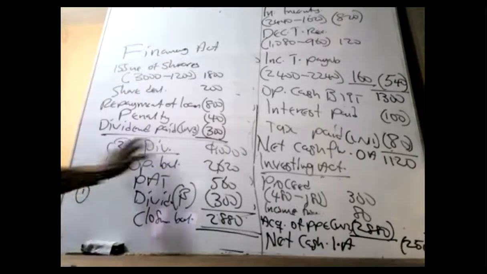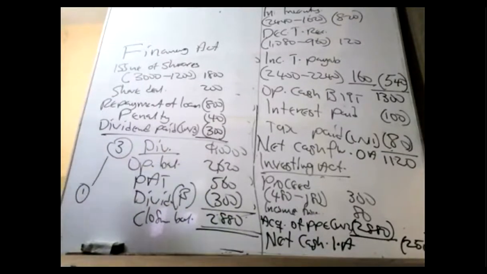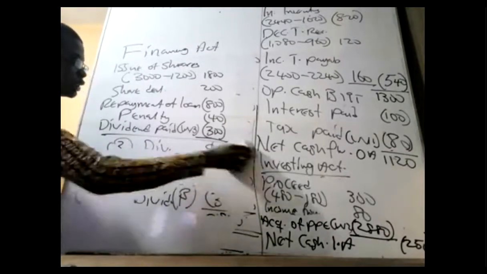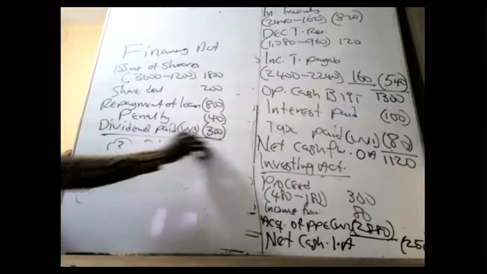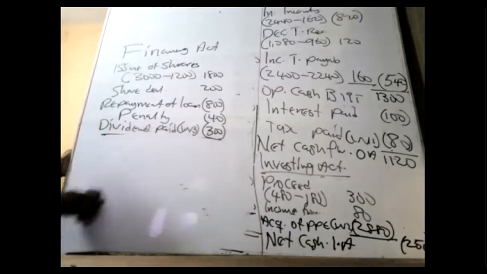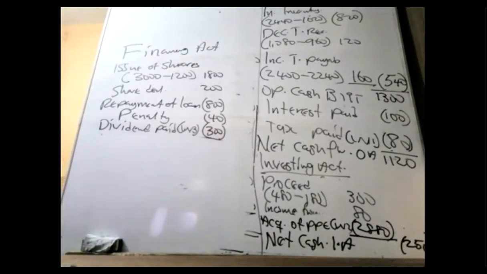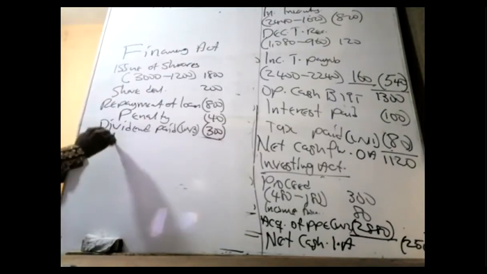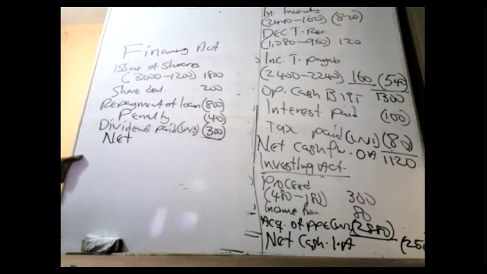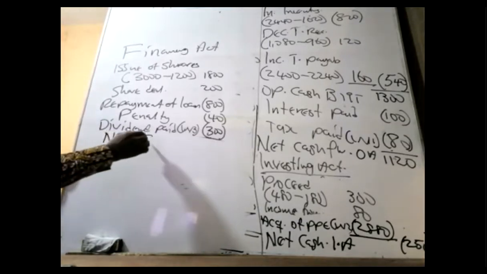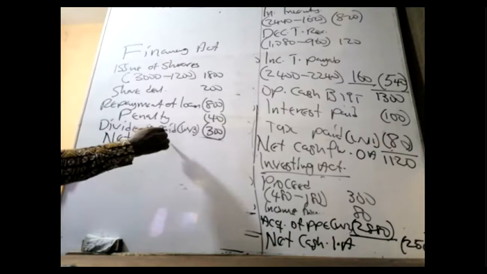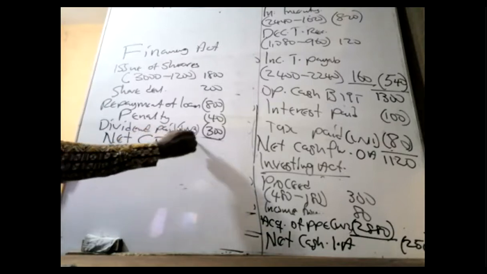Good. So, kindly copy the dividend workings. I'll take it off soon. Okay, so let me take these workings from here. Now I'm going to do the net. Okay, so add all. Let's get the net cash flow from financing activity.